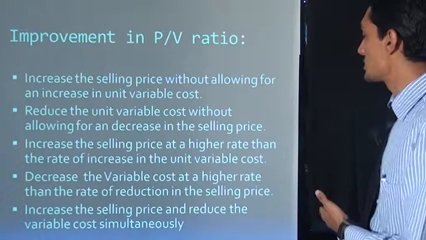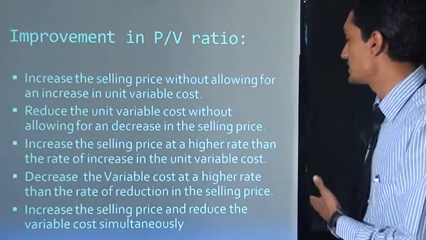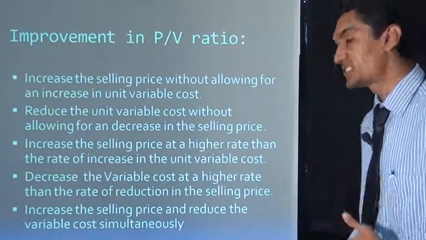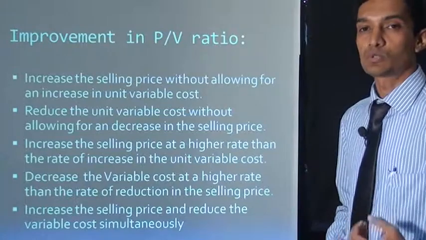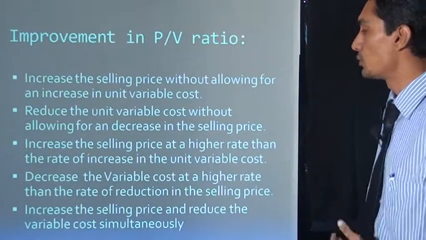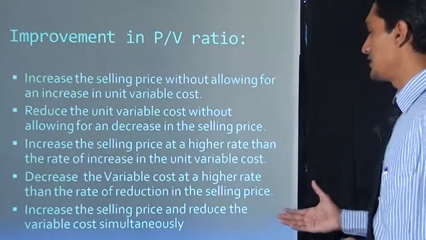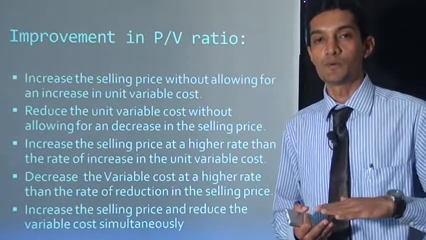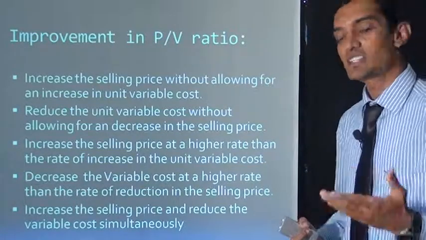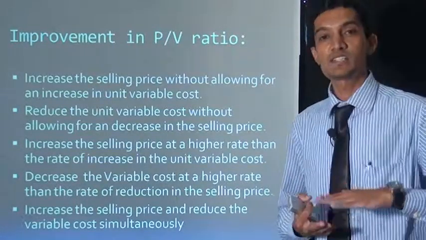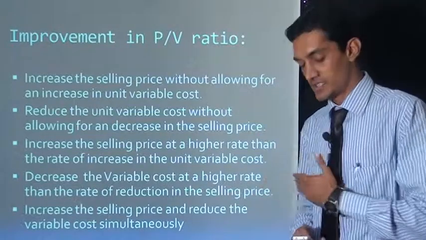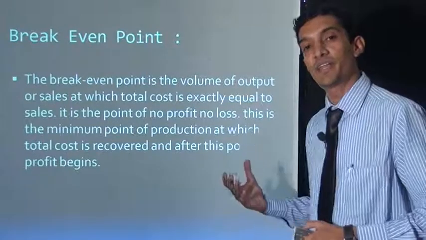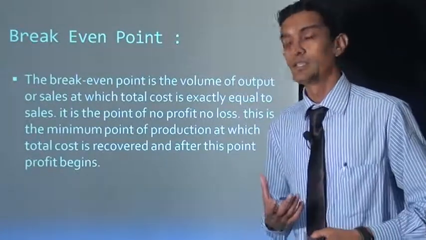Decrease the variable cost at a higher rate, then the rate of reduction is the selling price. If you decrease variable cost, in that situation there is also a reduction of sales, so the PV ratio is improved. Increase the selling price and reduce the variable cost simultaneously, which means at the same level. If you increase the selling price, reduce the variable cost at the same rate. Now next, the second technique used is break even point, BEP.